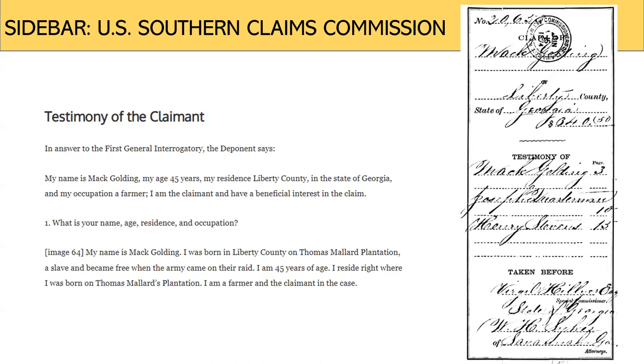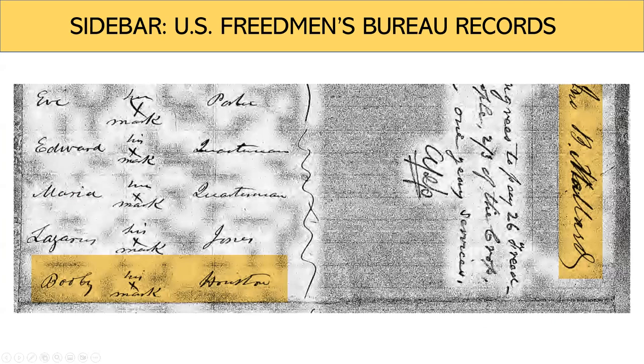These records are absolute gold mines of information. I won't go into them further here, but you can find the transcripts of more than 60 of the Liberty County claims on the They Had Names website. And I've done a YouTube video about the Southern Claims Commission process in Liberty County. Ancestry also showed me a Freedmen's Bureau record for Booby Houston showing that after the Civil War, he signed an employment contract with John B. Mallard, Thomas Mallard's son. Thomas Mallard died in 1861.